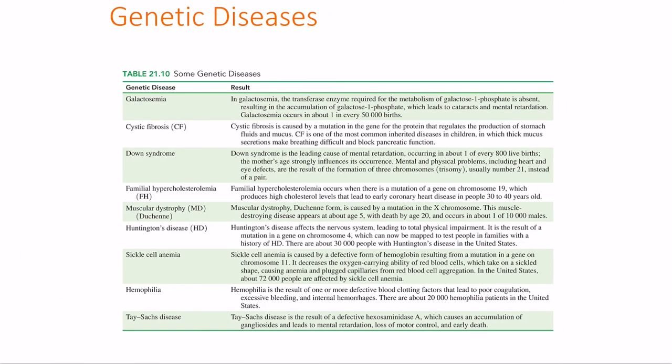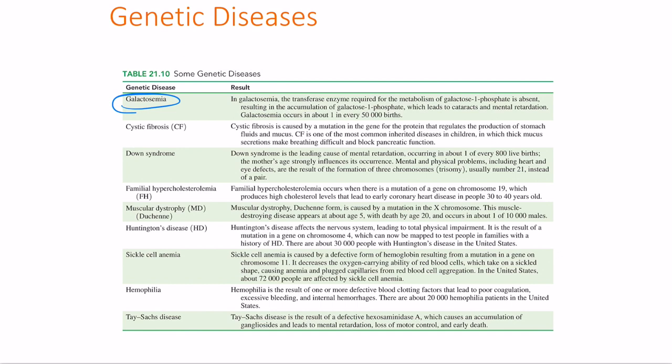So these are some examples of different genetic diseases, ranging from really small to really terrifying diseases. For example, galactosemia, where the transferase enzyme required for the metabolism of galactose-1-phosphate is missing. It results in the accumulation of galactose-1-phosphate, which leads to cataracts and mental retardation. It happens in about one of every 50,000 births.